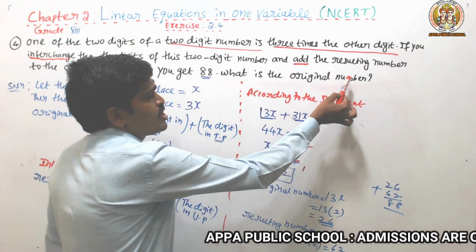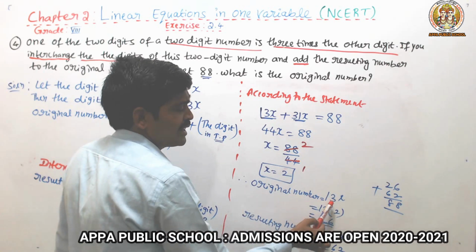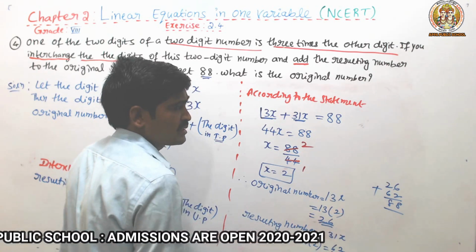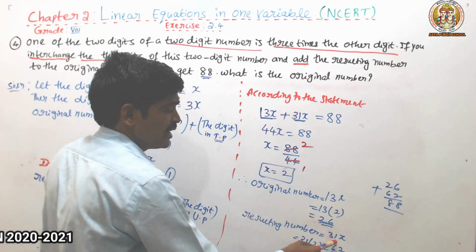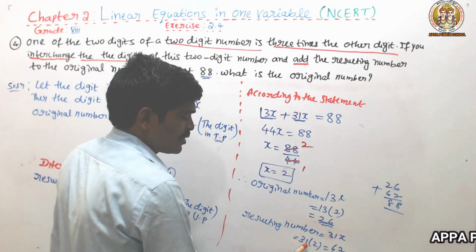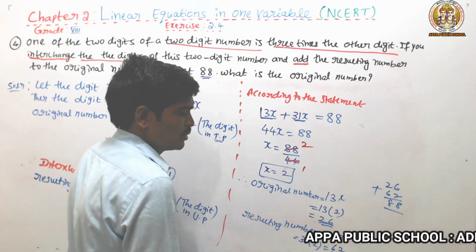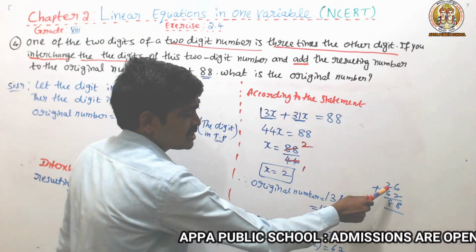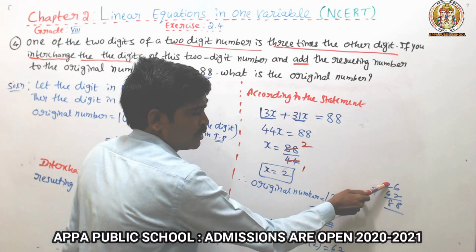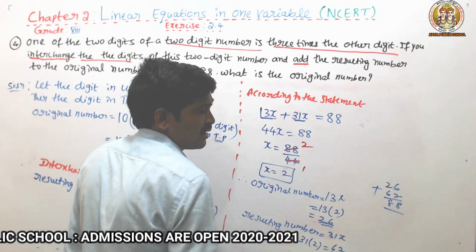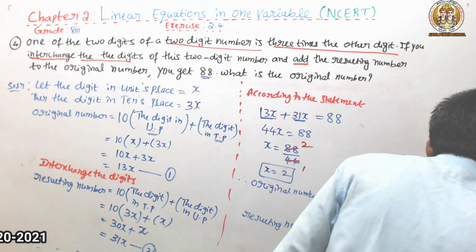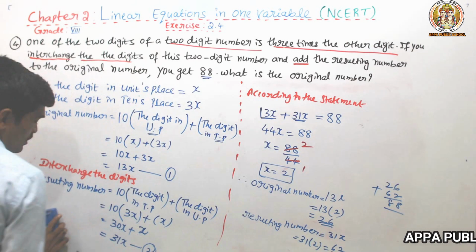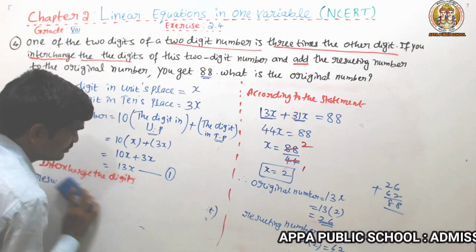They ask only the original number. So, the original number is equal to 13x, 13 into 2, 26. Suppose they ask for the resulting number instead of the original number, then we have to substitute the value in the equation. 31x is equal to 31 into 2, which is 62. 26 and 62, interchanged, my dear students. Together we will get 88. Understood? That's it, my dear students. Okay, we'll move to the next problem.